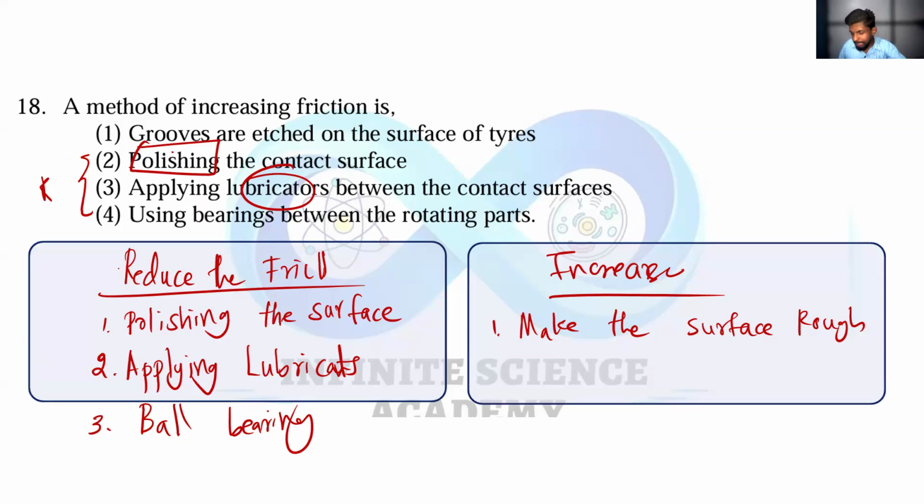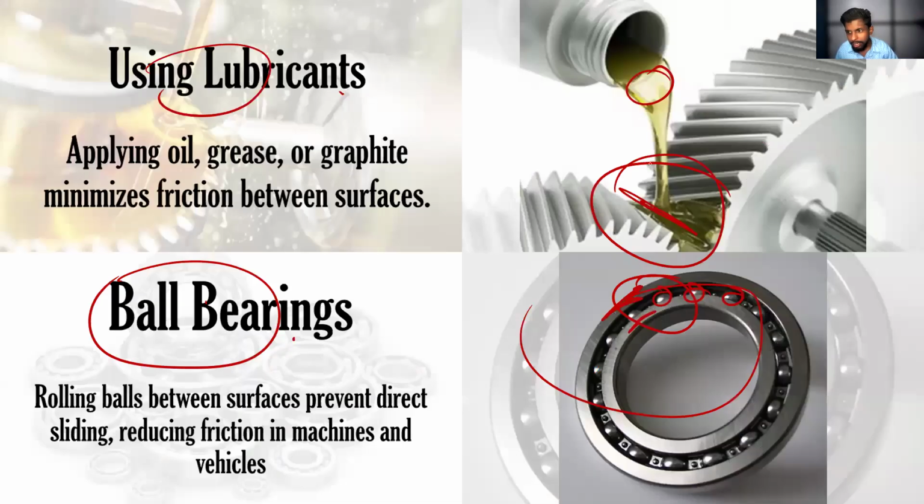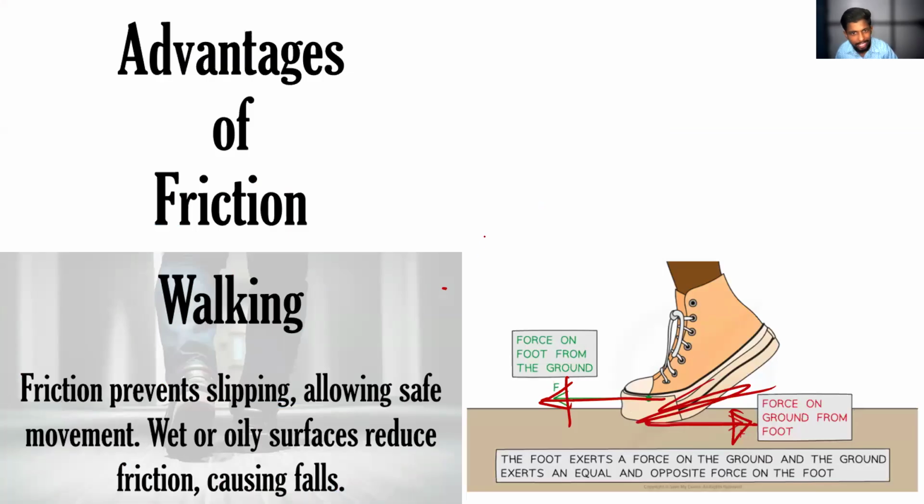Polishing surface. Okay. So in the paper, the answer will be this one. Etching the grooves. You may have seen the grooves right here. In the tire, in the slipper, we will have the grooves. Okay.